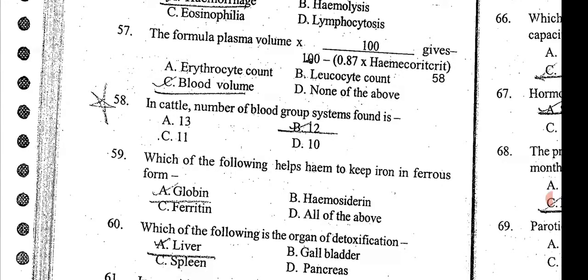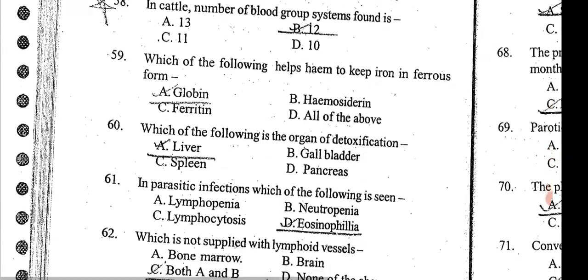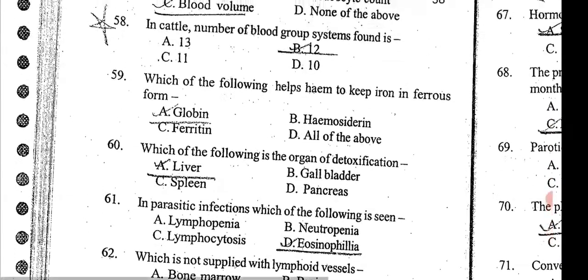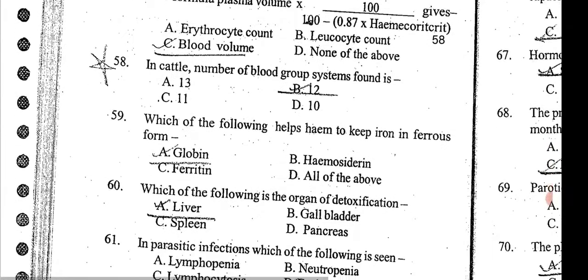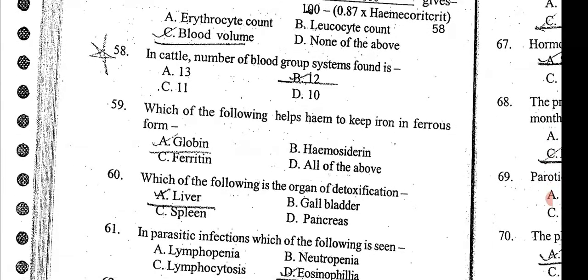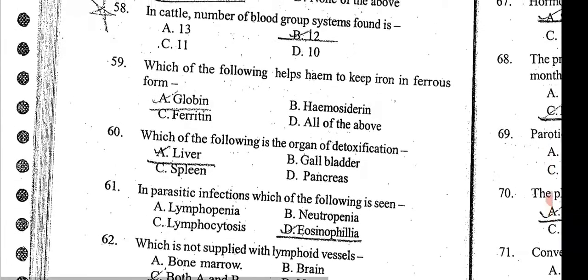Iron remains in ferrous form due to the globin of hemoglobin, that is the red blood cell pigment. There are 12 blood group systems in cattle, which is 3 times more than in humans. Humans have 4 blood group systems, A, B, AB and O, whereas cattle have 12, much more complicated than humans.